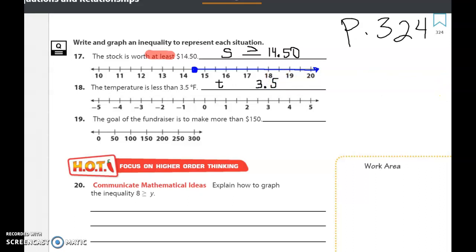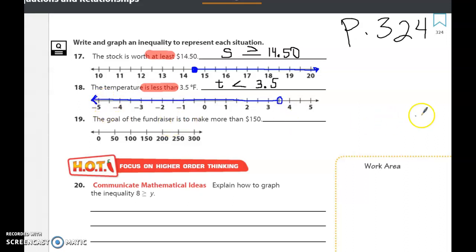Now I just have to figure out what inequality symbol I would use. Well, it gives me a hint right here. Is less than. It's not equal to, it has to be less than. So our temperature has to be less than 3.5, or 3.5 has to be more than our temperature. So to graph this, we come over. It cannot be equal to 3.5, so we're going to make an open circle at 3.5, which is halfway between 3 and 4. And our temperature can be any of these numbers on the left-hand side, any of these lower numbers, or numbers that aren't worth as much as 3.5.